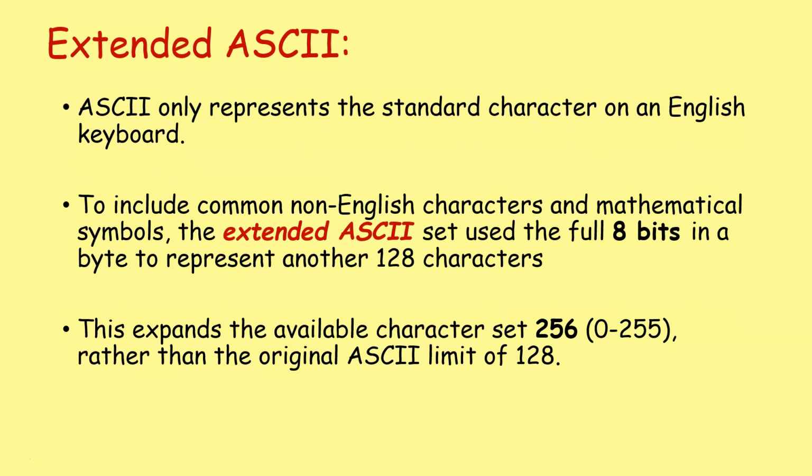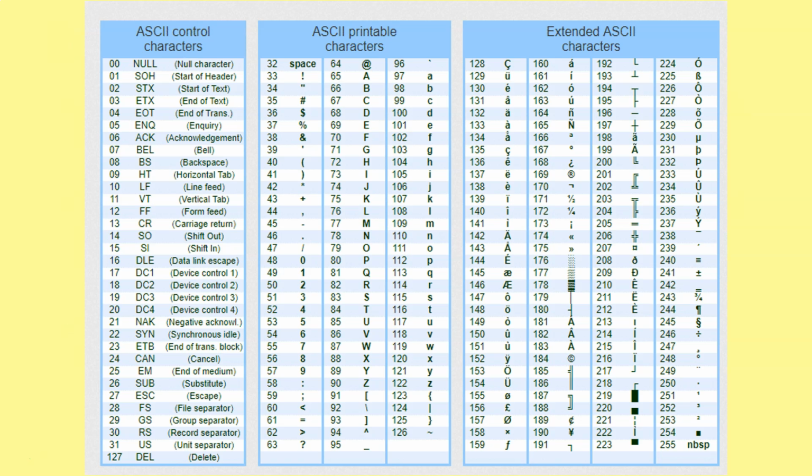Moving on to extended ASCII. ASCII only represents the standard characters on an English keyboard. To include common non-English characters and mathematical symbols, the extended ASCII set used the full 8 bits in a byte to represent another 128 characters. This expands the original character set to 256, so from 0 to 255, rather than the original ASCII limit of 128. So if you look over here, we have the original ASCII characters, but now we have this extended sequence now with the values from 128 to 255.